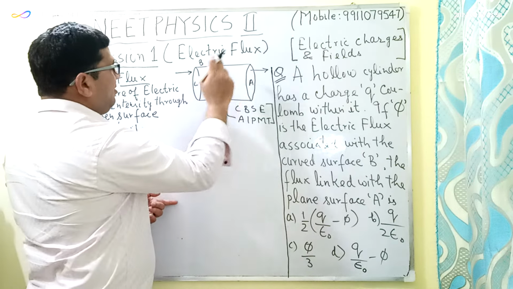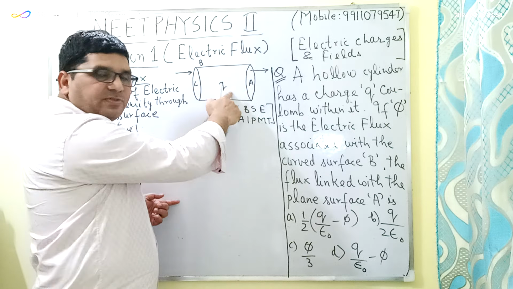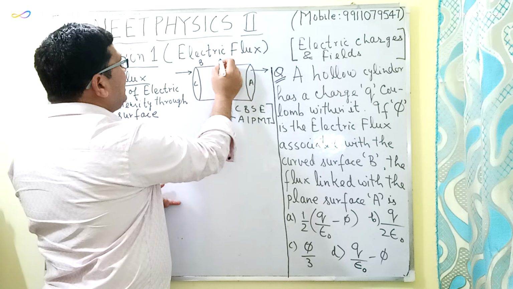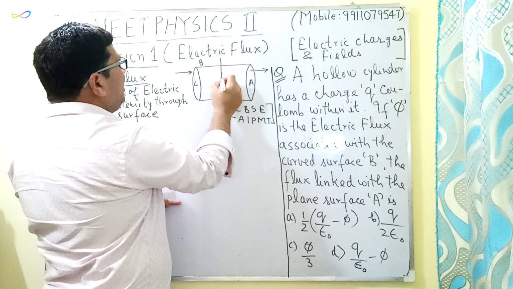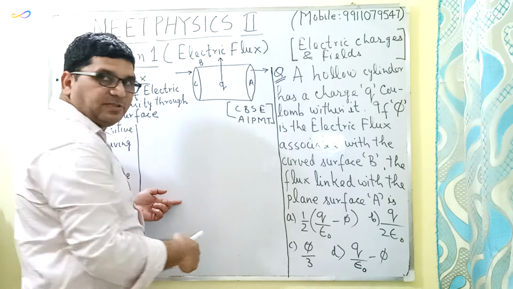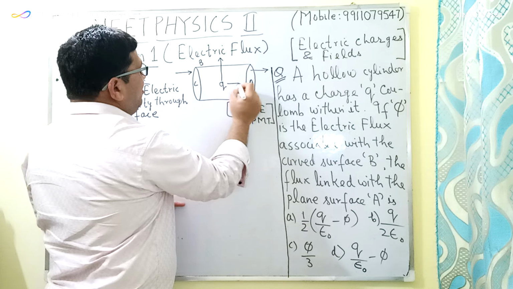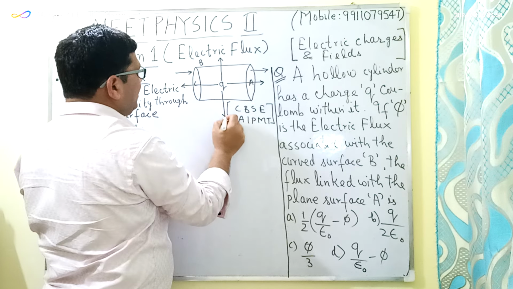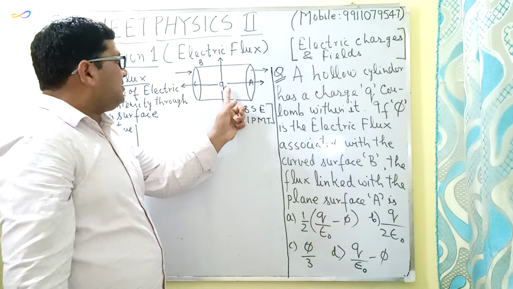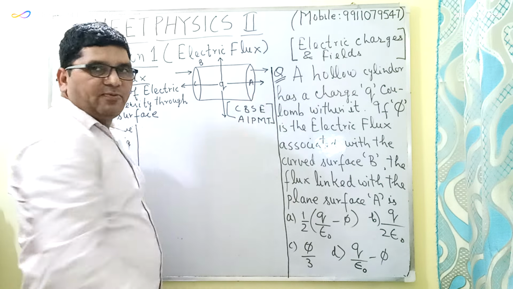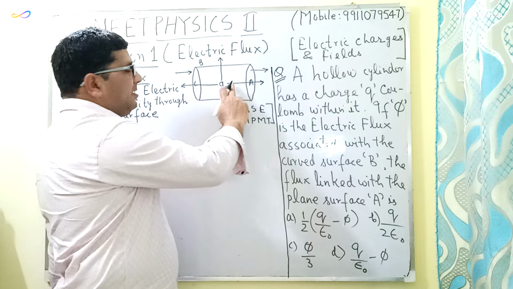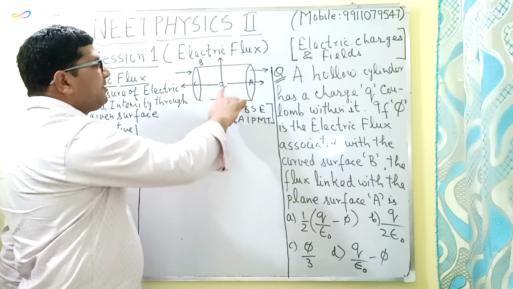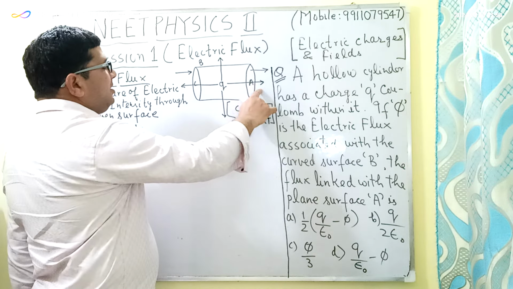Now, in this case, we have a positive charge in the hollow cylinder. Because it is a positive charge, the electric field lines will be directed away from the charge, as we have just discussed. This will be the direction of the electric field as indicated by these arrows. That is, the electric field will be directed away from the charge, or you can say it will be directed outward.